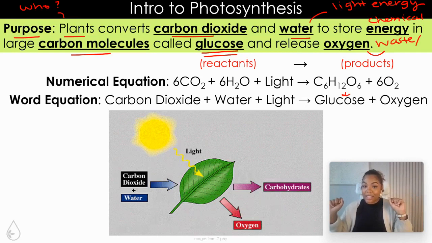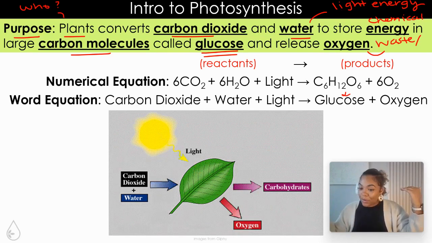6 CO2, 6 H2O, sunlight always coming through the door. C6H12O6 and 6O2.